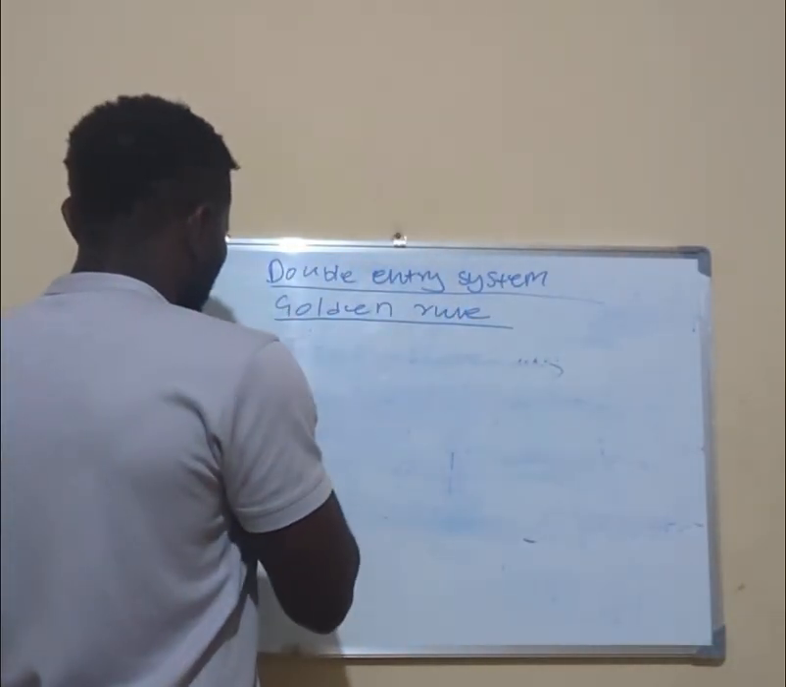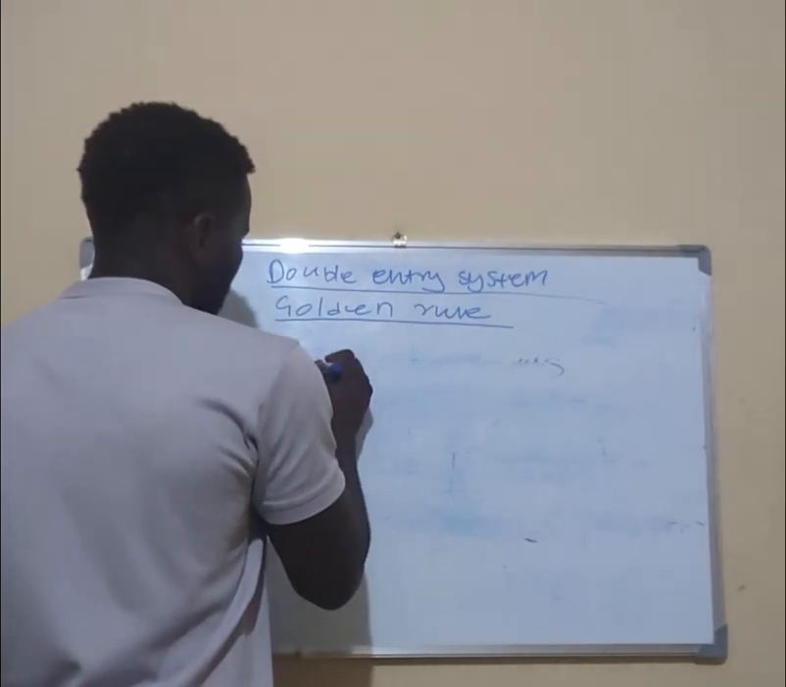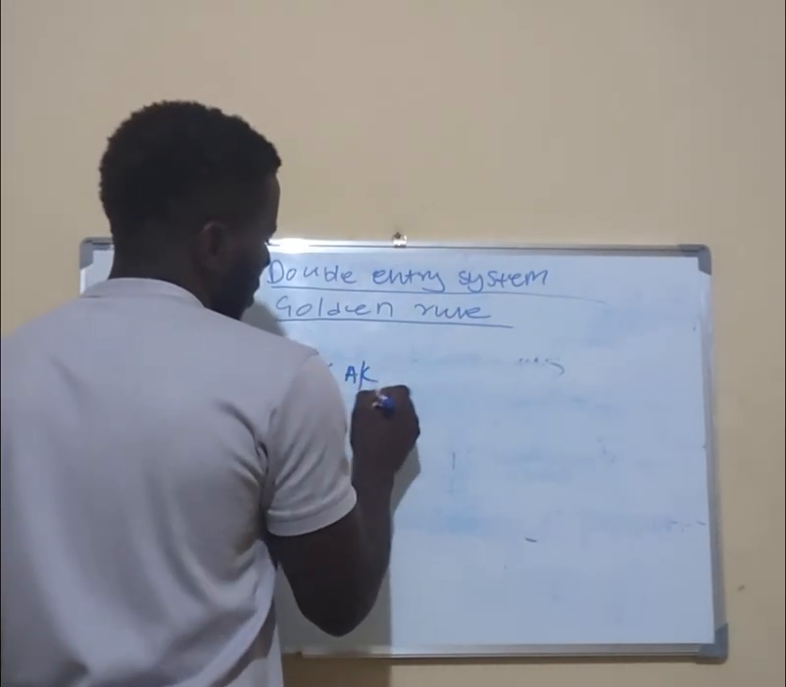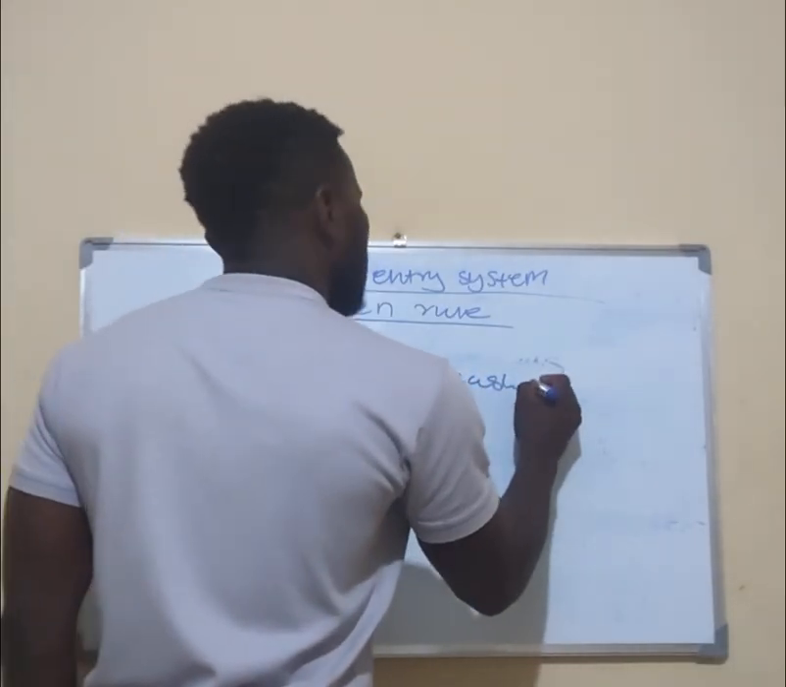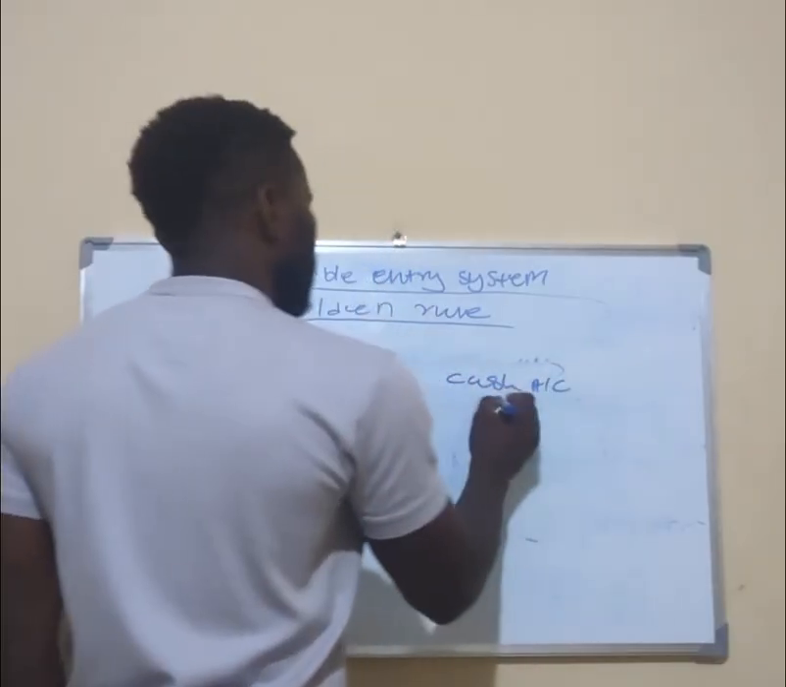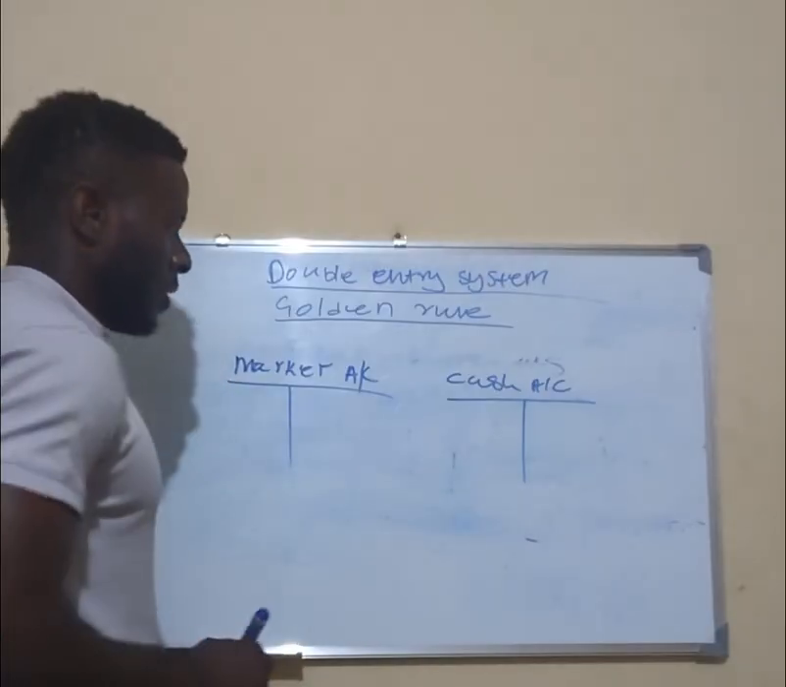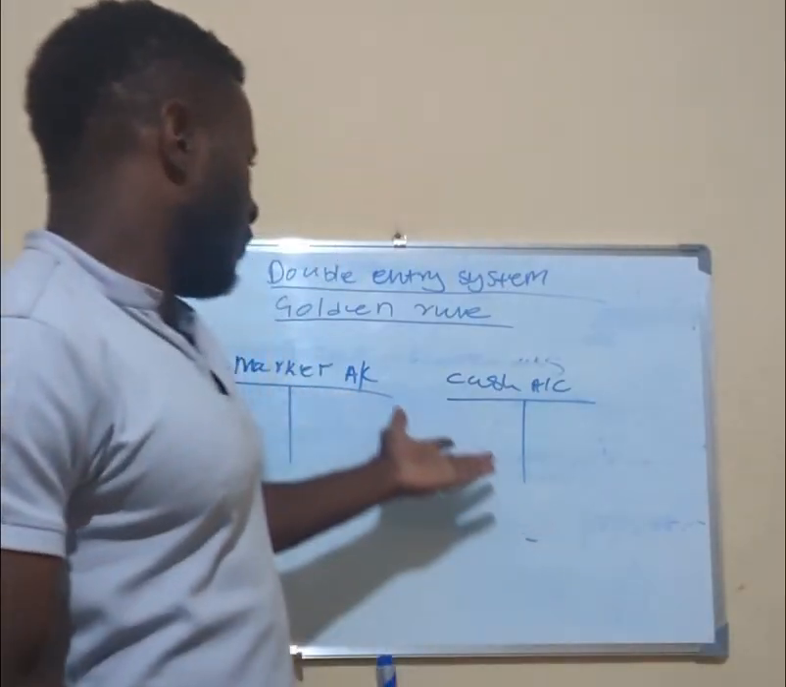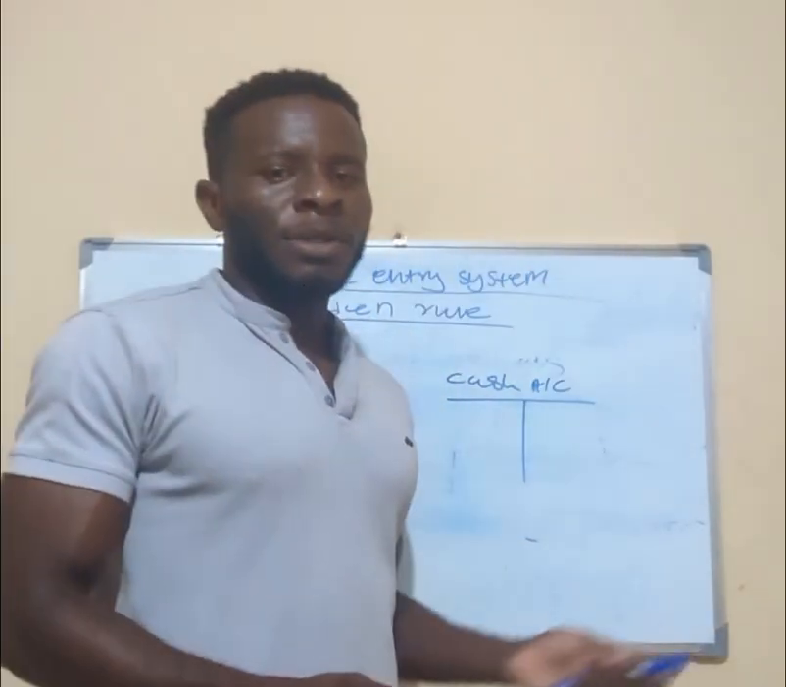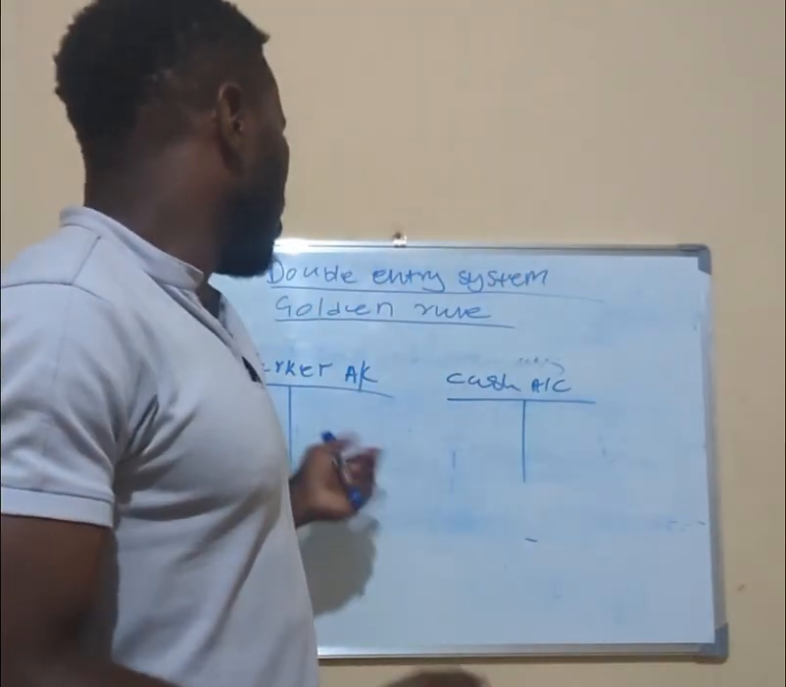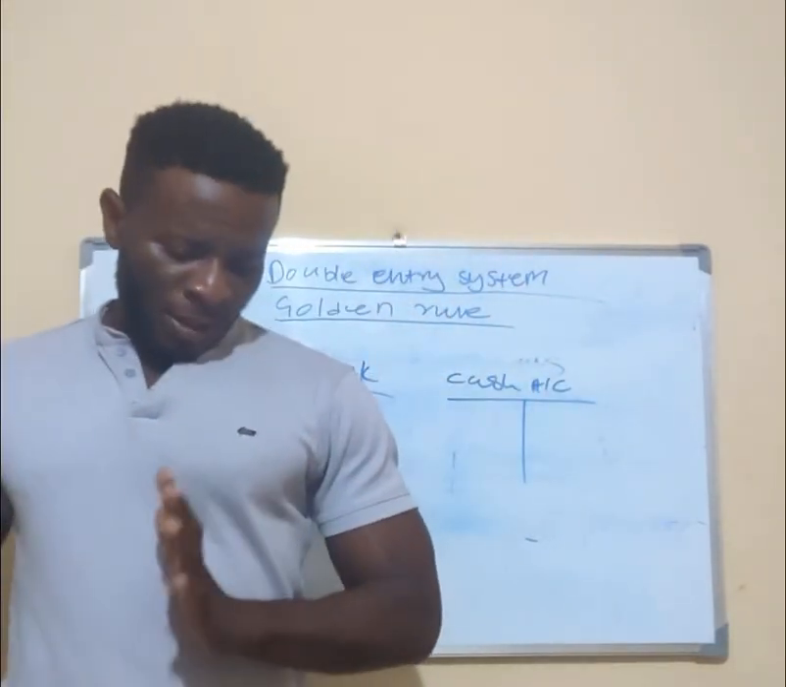There is the marker account and also the cash account, because I'm selling it by cash. So I always use the T format, but if you have another format apart from this one, you can use it. Every format speaks the same language in accounting.